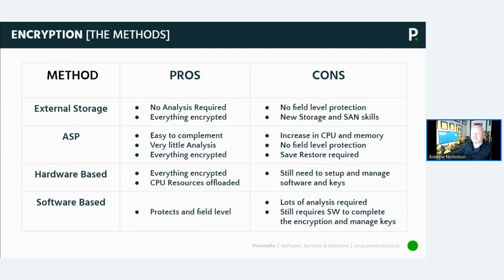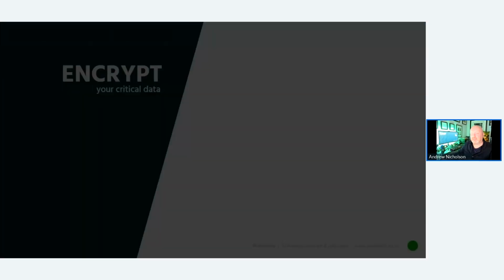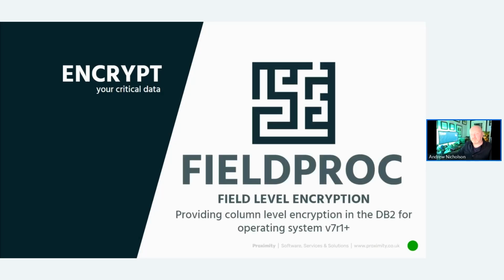Again, this is a topic in itself, so we'll quickly look at this and the areas in which you can investigate now, while addressing this in a more involved webinar at a later date. Now, since 7.1, IBM i has encryption built into the operating system. You access this through field procedures for field level encryption in the DB2. There are resources out there to support writing a field procedure, but a few considerations to get you started.